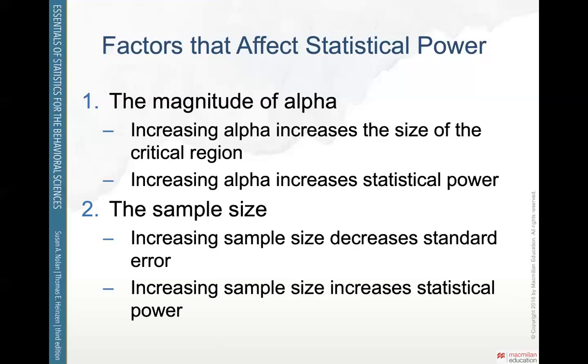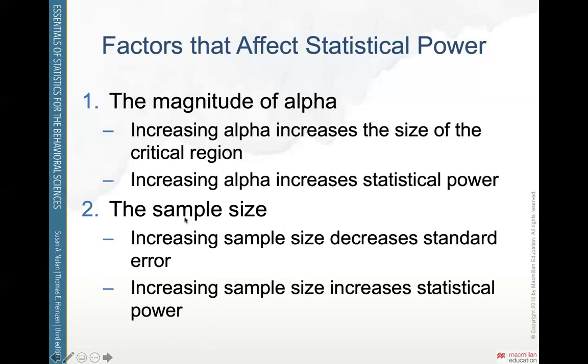So if we increase alpha, we make those critical regions bigger, and we're increasing the likelihood that we find a statistically significant effect. Increasing alpha, making it a bigger number than 5%, like 10% or 15%, increases the likelihood that you're going to find a statistically significant effect. So that's one way of increasing statistical power. Increasing alpha increases statistical power.